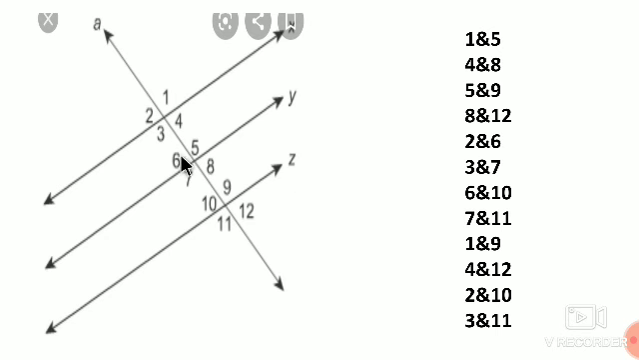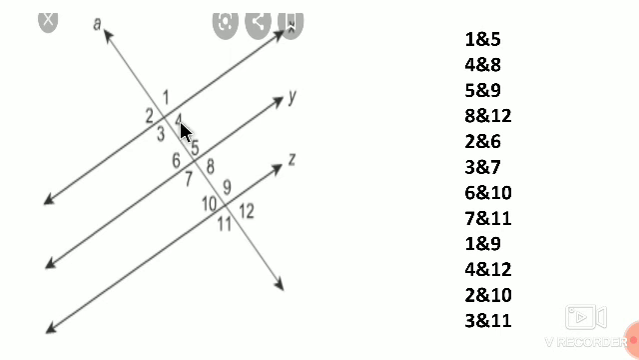These are the angles formed at the intersection points. We have to write the number of pairs of corresponding angles here. Angles 1 and 5 are a pair of corresponding angles. I have given the names here as 1, 2, 3, 4 for each angle.